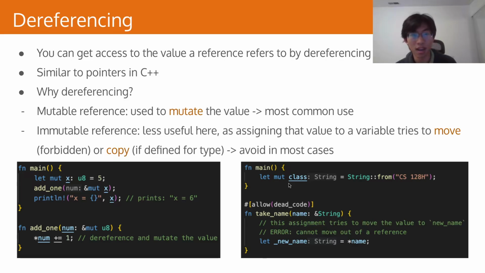Here, when we have a class as a string, and then we try and assign it to new name, this doesn't work because we cannot move the value out of the reference. We can only take potentially another reference to it. So in this case, because it's a mutable reference, we can dereference it to change the value. Because this is an immutable reference, dereferencing it will try and move it out, and you should avoid it.